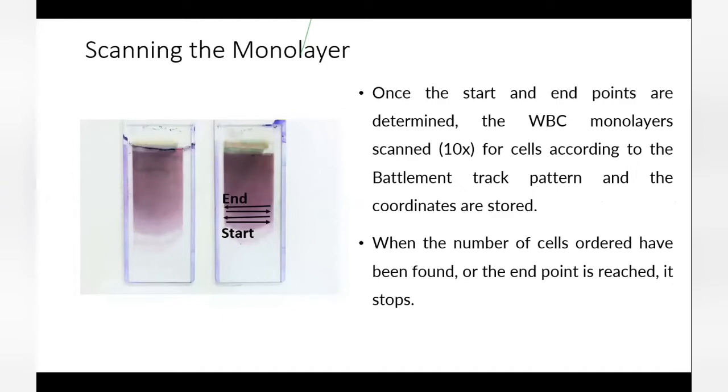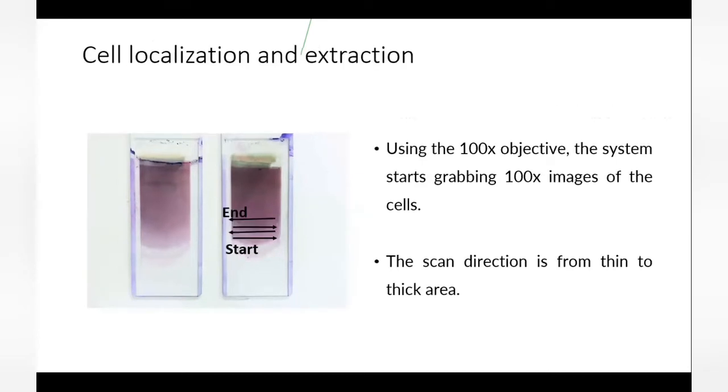Once the start and the end points are established, the WBC monolayers the cells according to the battlement track pattern, which is what we use, and the coordinates are stored. When the number of cells ordered has been found or the endpoint is reached, it stops. For instance, I just feed into the software that I want 500 WBCs to be counted. So it is going to keep scanning till it finds 500 WBCs, and then it's going to stop scanning. And now those 500 images that it has picked up, it's going to start extracting them, and start classifying them, because this is already learned.